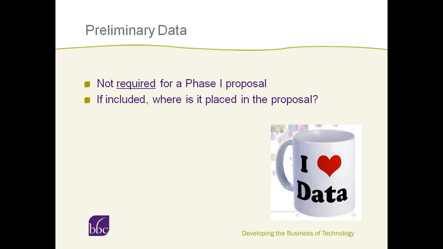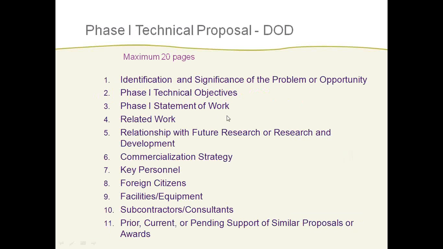People are convinced by data, and having deep data, detailed data, granular data is what convinces people that the technology has legs. So if you do have preliminary data, where do you put it in the proposal? So here are, for 3 of the agencies, just the requirements for the technical proposal in phase 1. This is DoD, maximum 20 pages.